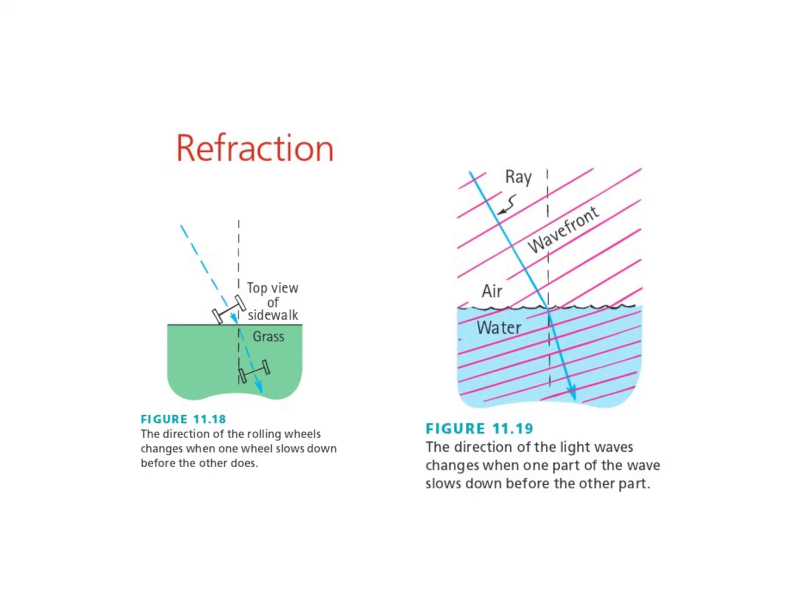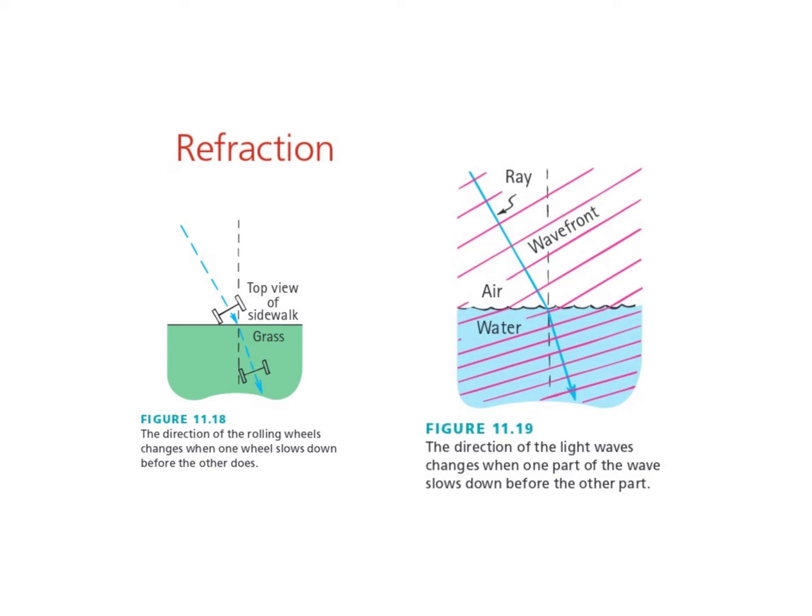This is the basic idea of refraction. If you have a wave coming in, this part of the wave will slow down before that part of the wave, and so the wave will bend. And we can see this, the arrows here actually represent one of the rays of light coming in.